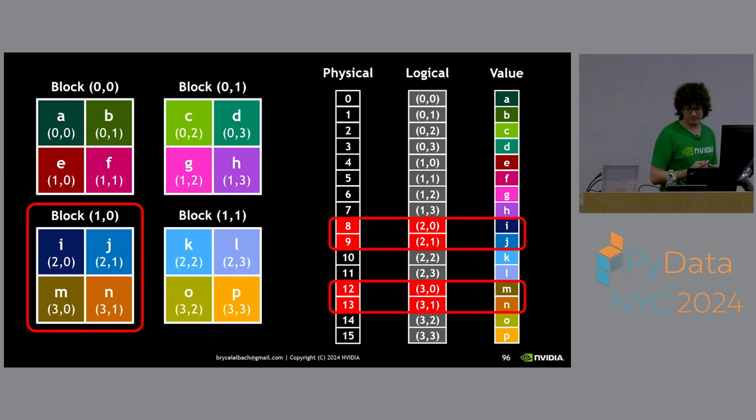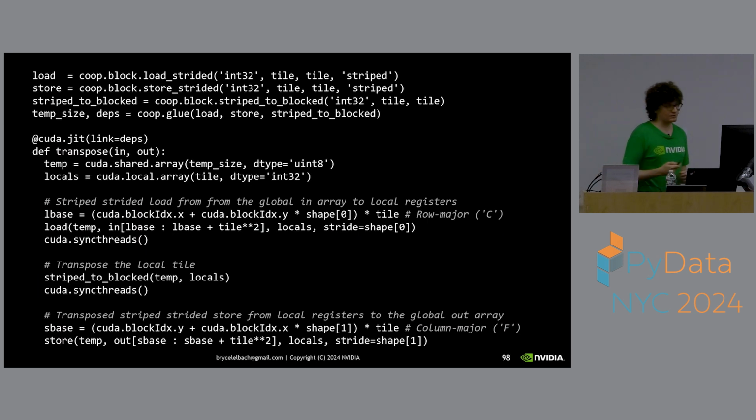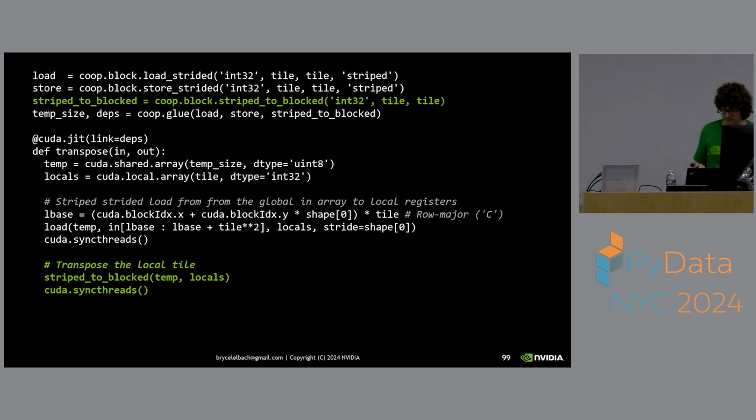So now that we've loaded the items, we need to do the local transpose, which will look like this. Now let's see what it's going to look like in the code. So we're going to use that striped to blocked exchange to do this. This will take block-wide data in a striped arrangement and transform it to a blocked arrangement, which will effect the local transpose that we're after here.